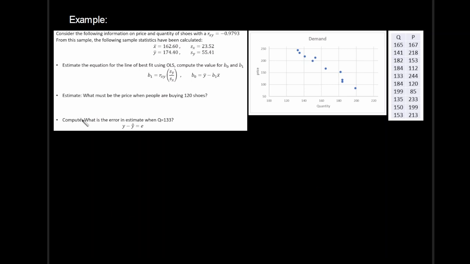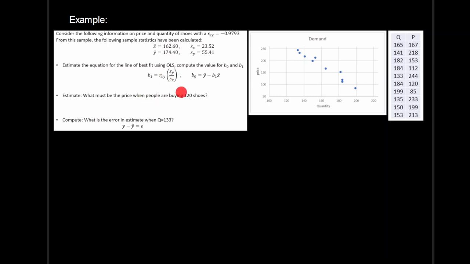Once we have that equation estimated, we then want to estimate what must be the price when people are buying 120 shoes. So we'd say, okay, hey, quantity is 120. We're going to determine what the price is. And then finally, we're going to compute the error in the estimate when Q is 133. So if Q is 133, I'm presuming that's one of our Qs in this table here. Yeah, here we go. We've got a Q of 133 yielding an actual price of 244. We know our regression estimate will yield a y hat, an estimate that will be different than the actual point, and that difference, of course, is the error in our estimate.